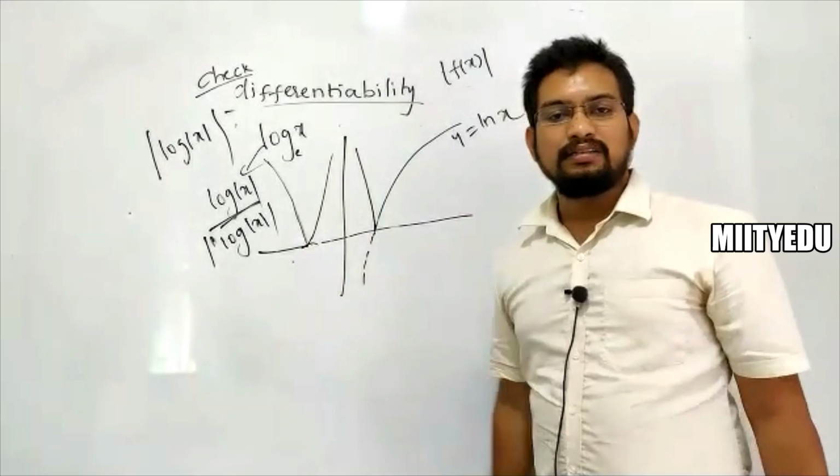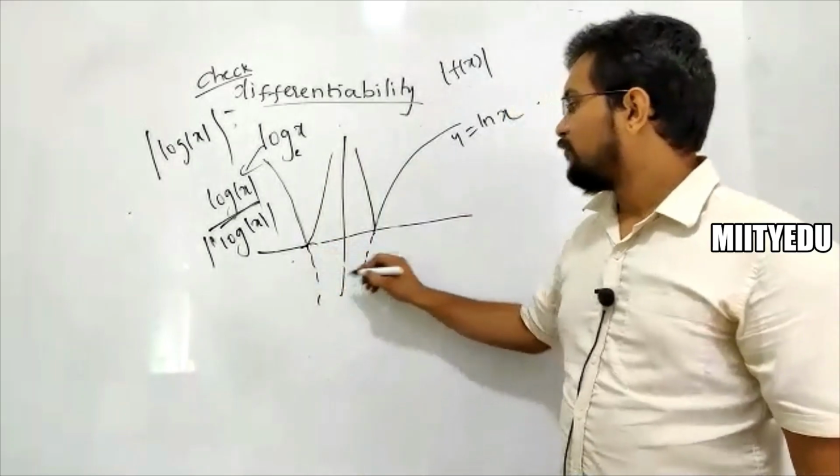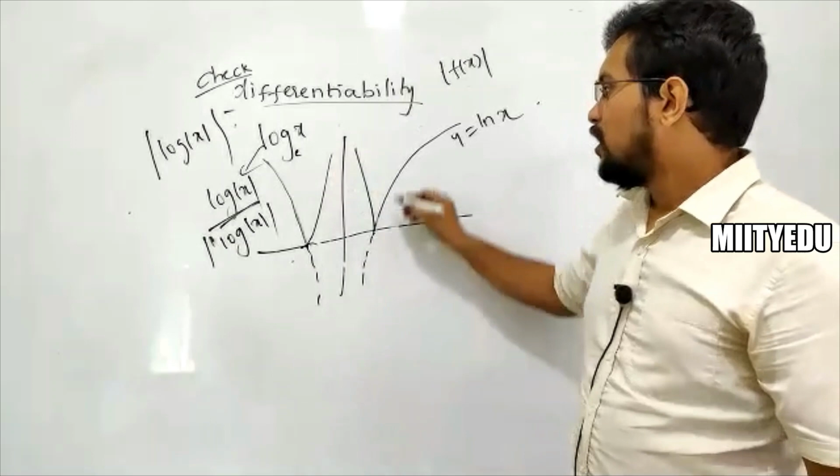You'll get a rough graph like this. This is what is present. I'm reflecting that above the x-axis. This is your graph. First of all, you see this point.